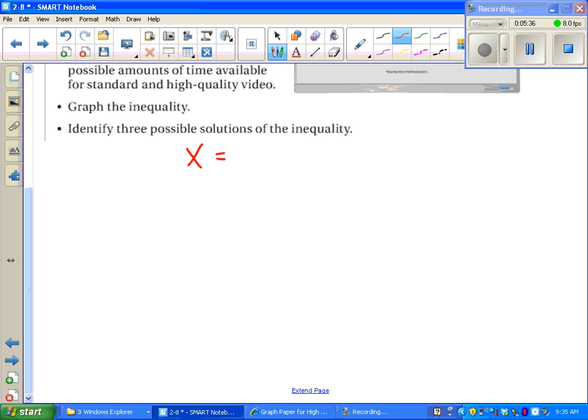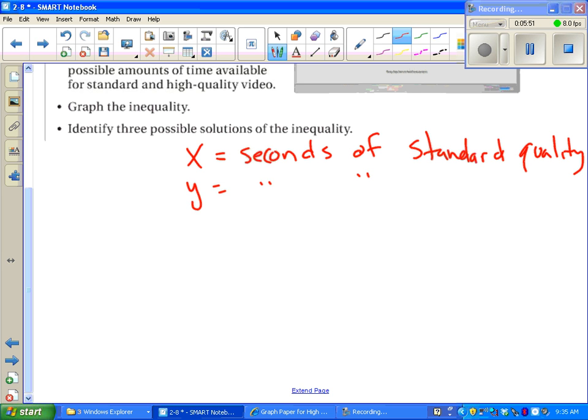Maybe X is my seconds of standard quality. And Y could be my seconds of high quality.